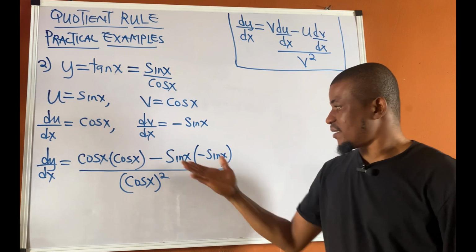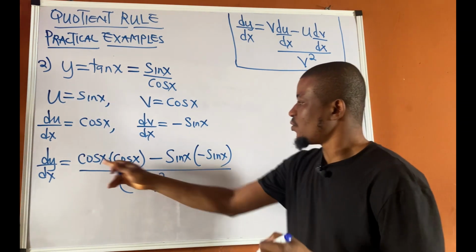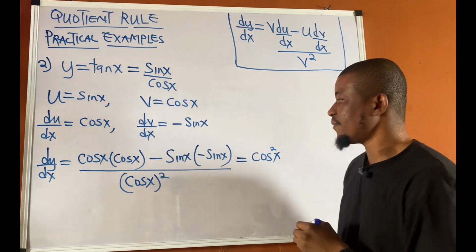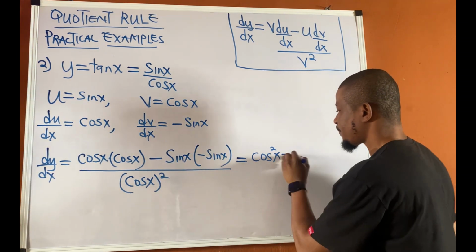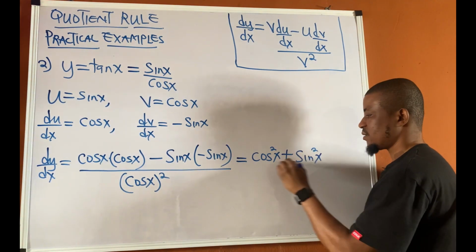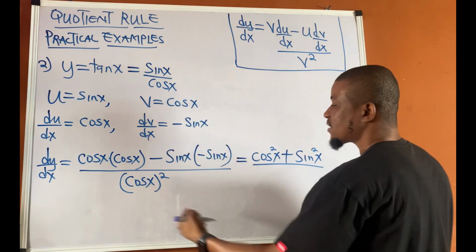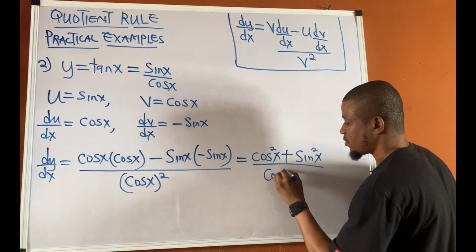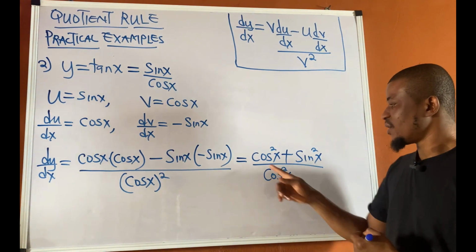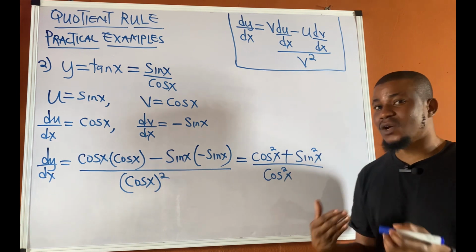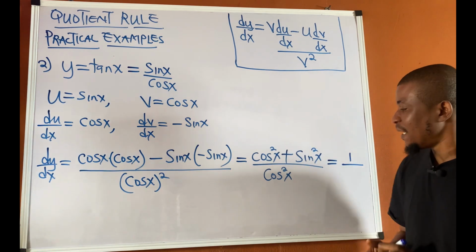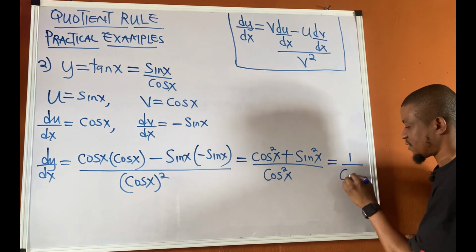Next thing is to simplify this expression here. So cos x times cos x, we know this to be cos squared x. Alright? And then a minus minus is a plus. And then sine x times sine x is a sine squared x, all over cos x raised to the power 2 is cos squared x. Now, there's an important trig identity that says that cos squared x plus sine squared x is equal to 1. So this gives us 1 here on the numerator, and then we have cos squared x.